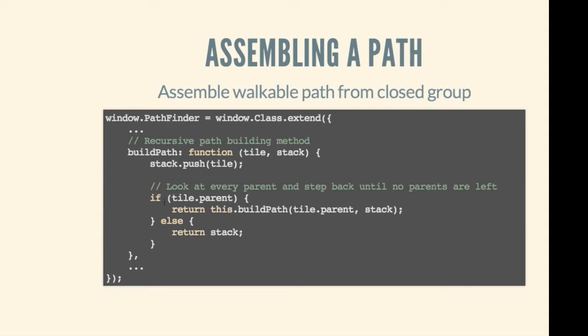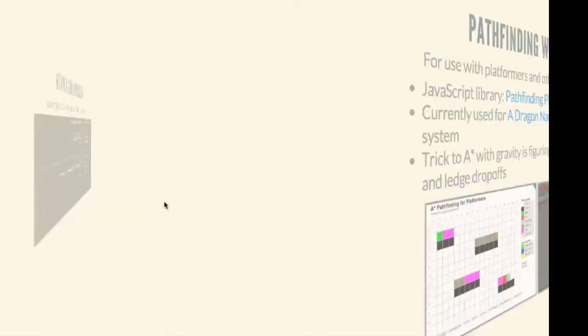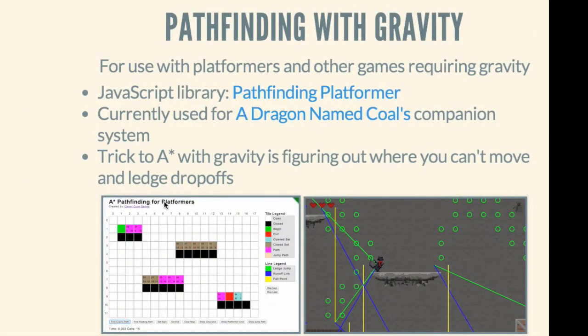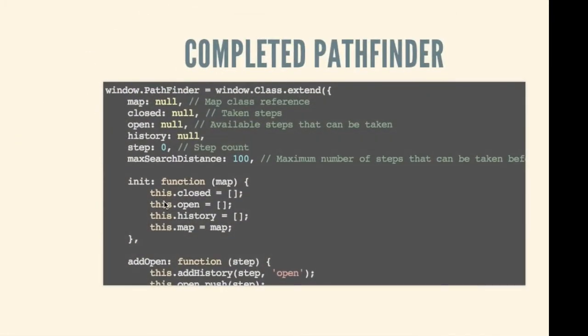So not too complicated. If you're used to recursive path building, that's pretty much all there is to it. That pretty much sums up the gist of A-star pathfinding and how it works, before we move on. Do you guys have any questions?